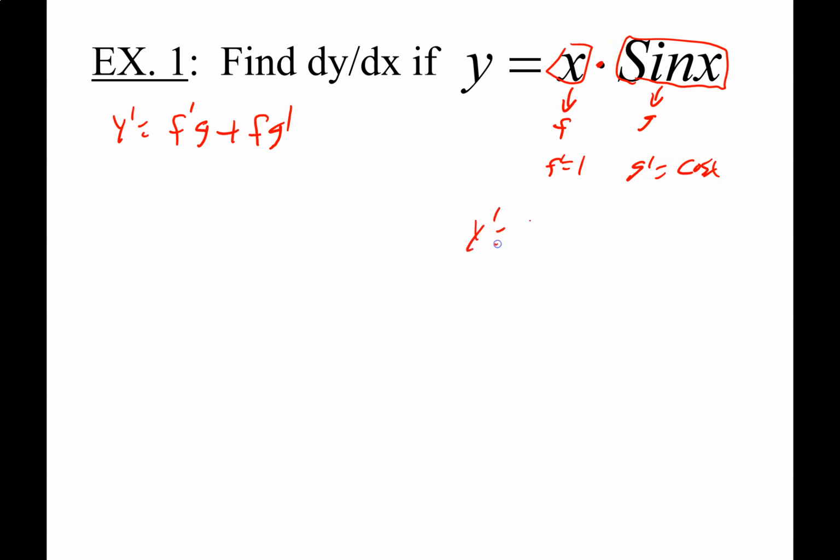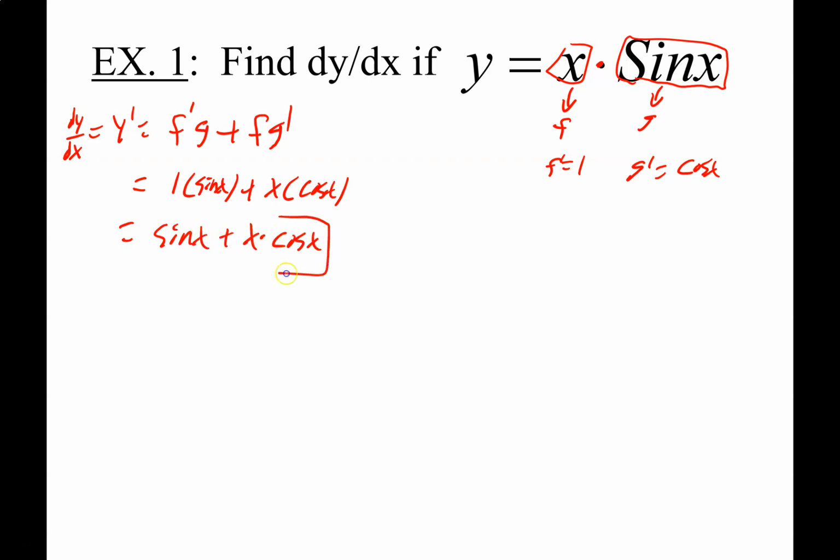You can't just say, well, y prime is the derivative of x, which is 1, times the derivative of sine, which is cosine, and say my y prime is just cosine x. You can say it, but it's not an accurate thing to say, so don't. So I'm just going to do my product rule. So my dy dx, or y prime, or f prime of x, either way. My f prime we said was 1 times our g, which was sine x, plus our f, which was x, and our g prime was cosine x, which gives me sine x plus x times cosine x. One product rule in the bank. That one is done.